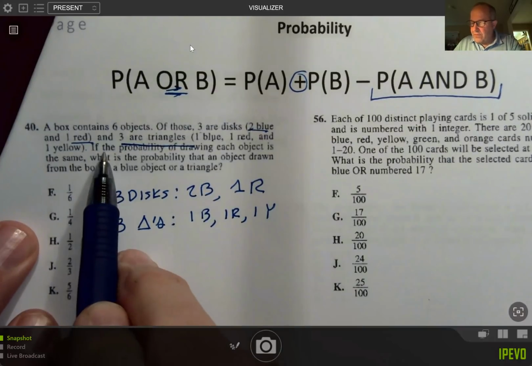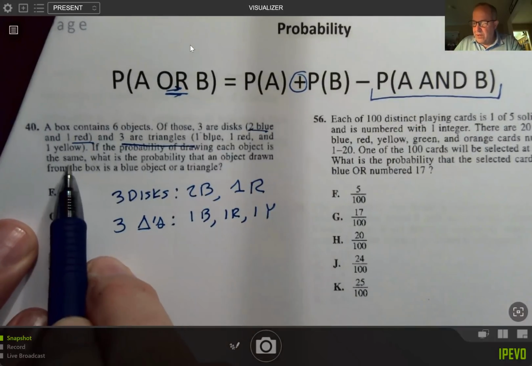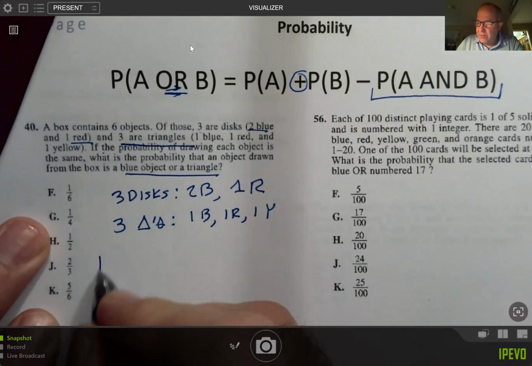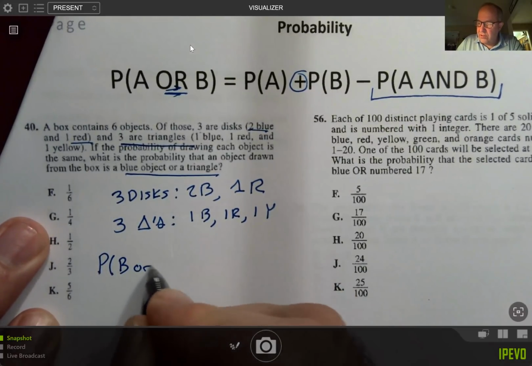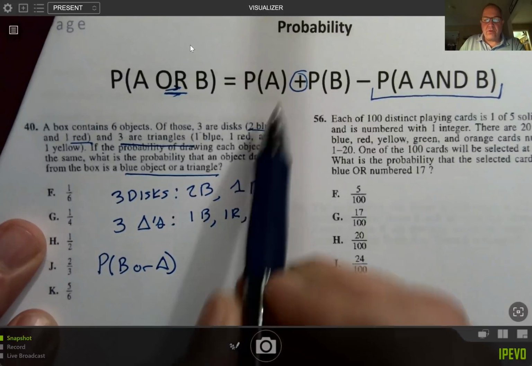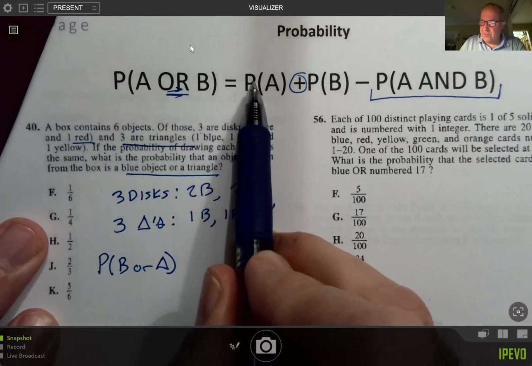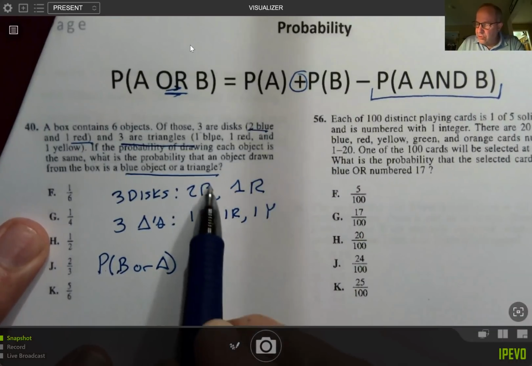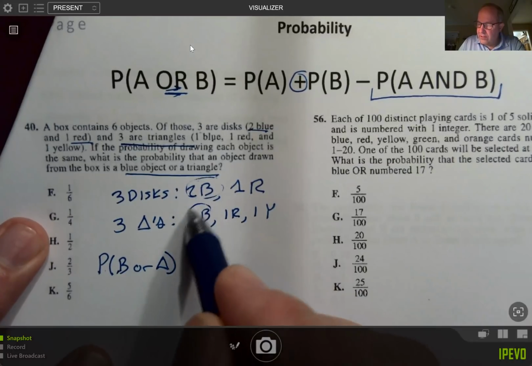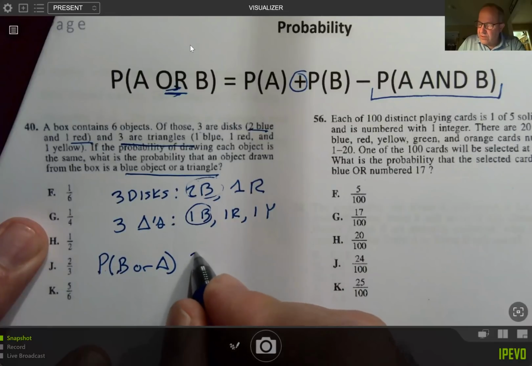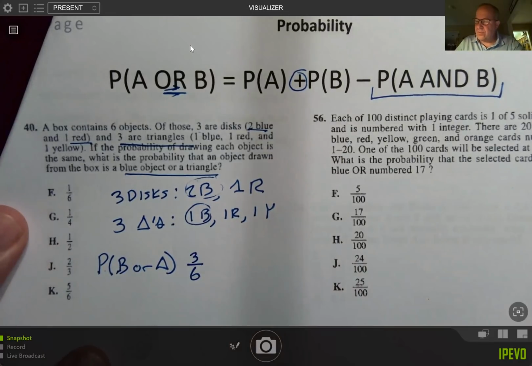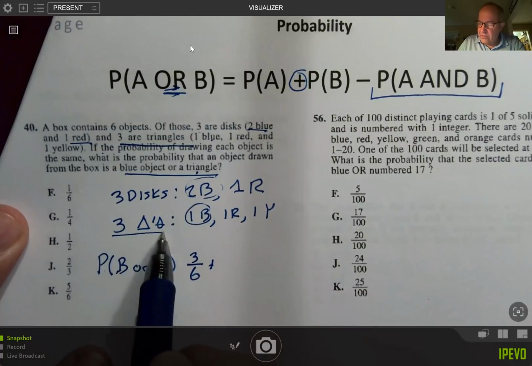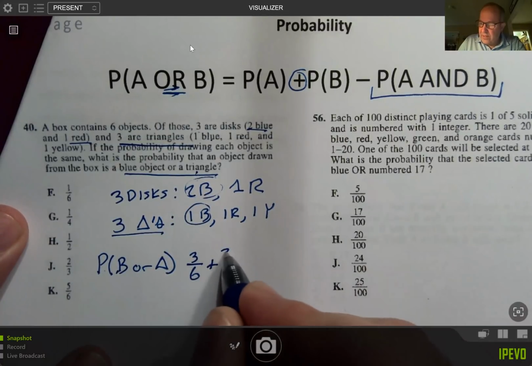It says the probability of drawing each object is the same. What is the probability that an object drawn from the box is blue or a triangle? So the probability you are blue or a triangle. Well, we know, according to our formula, the probability of A plus B. So the probability of picking out a blue. Well, there are 2 blues here and 1 blue here. So there's a total of 3 blues out of 6. Now, a triangle. Well, we're told there are 3 triangles. So 3 out of 6.